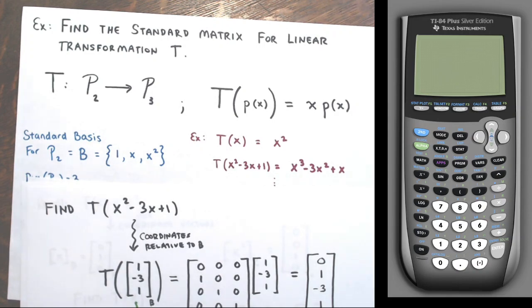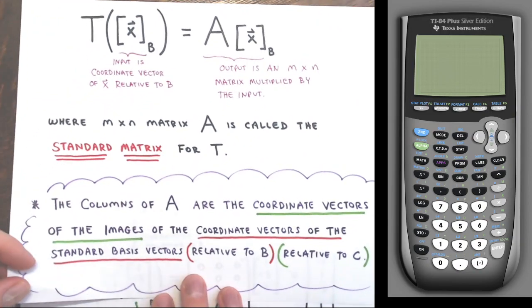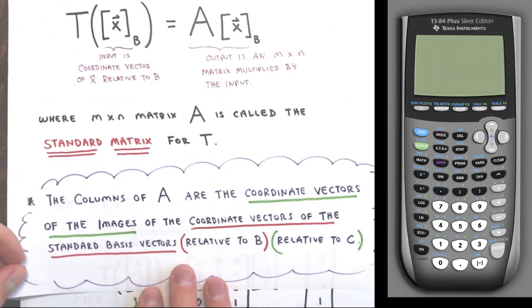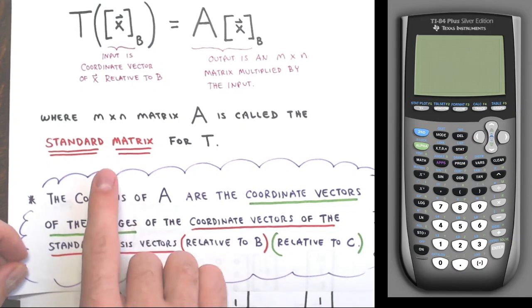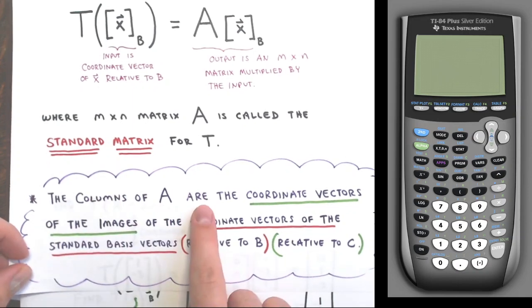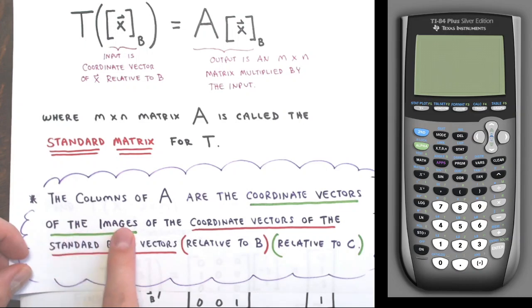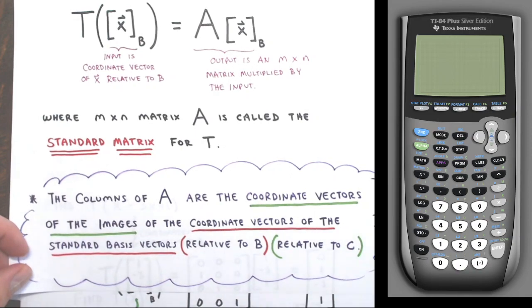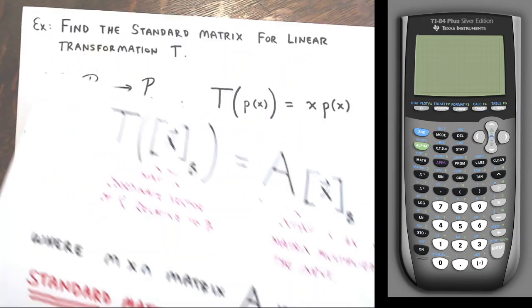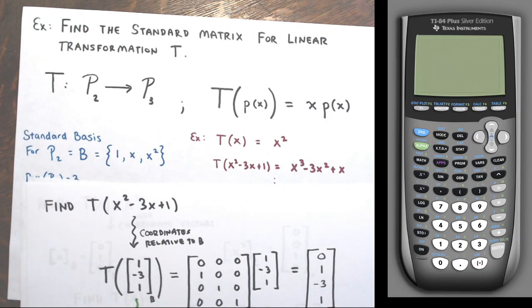All right, now that other statement I made, still related to this example. There was one last statement I made that might have been a bit confusing, and I'll show you what this means here. This last statement I made earlier: the columns of A, the columns of the standard matrix, are the coordinate vectors of the images of the coordinate vectors of the standard basis vectors relative to B, relative to C. Very wordy. Let me show you in this example.